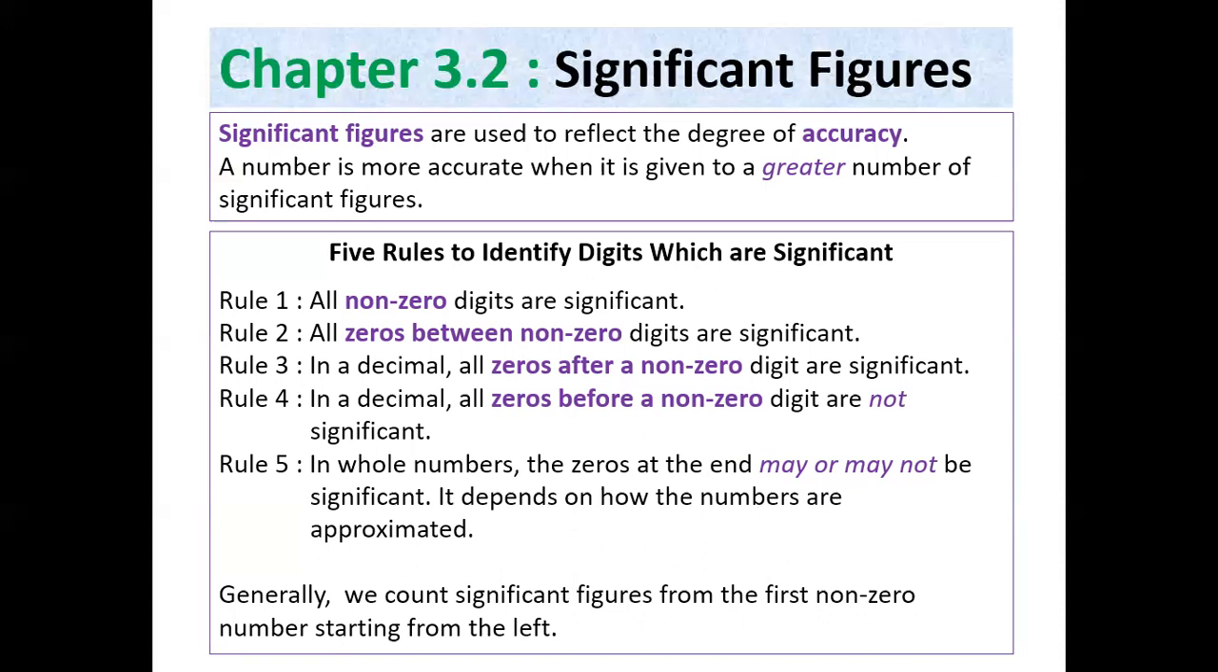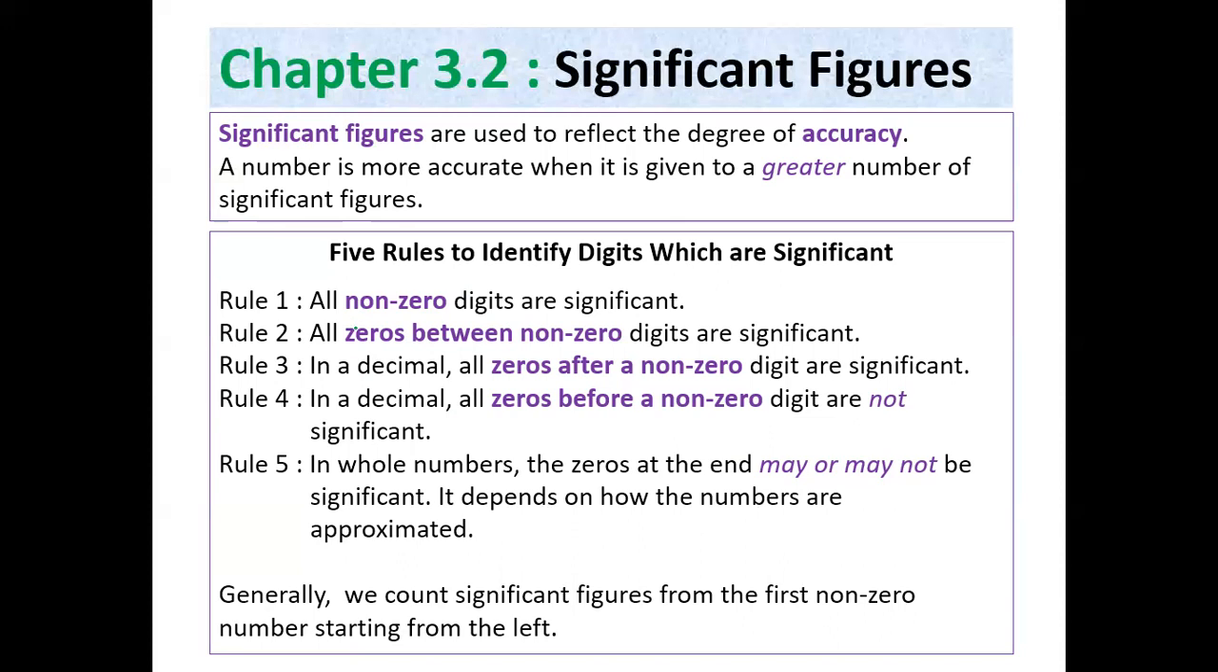Memorize the rules. Please memorize the rules because this is very, very important. And why is it important? Because we think that significant figures is the basic idea of rounding. So rule number 1: all non-zero digits are significant. So we have to determine whether a digit is significant or not. Every non-zero digit is significant.